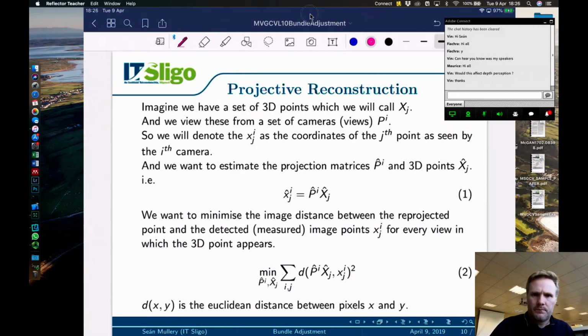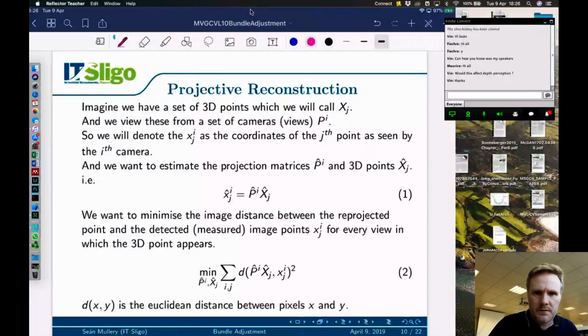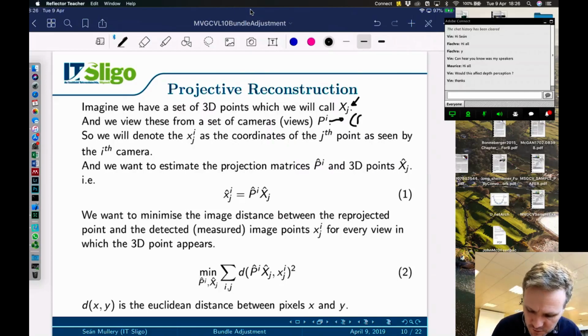So in our projective reconstruction, imagine we have a set of 3D points which we're going to call xj, where the j represents each different point. And we view these with a set of camera views Pi. So this is each of our different camera views. Now remember, P is going to include both the rotation and the translation.